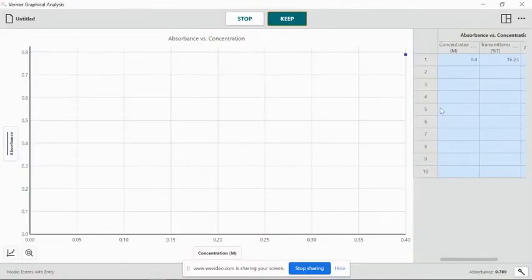Like you can see here, we have our first reading, 0.4 concentration molarity with an absorbance of 0.79. We're not measuring transmission here. We're not going to be graphing transmission. We're just measuring absorbance. So 0.79. And here's our data point to start with. This is our first data point for our calibration curve.